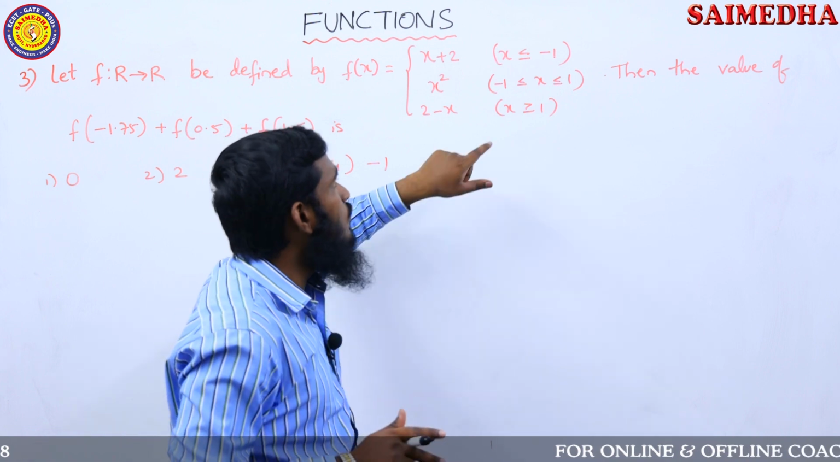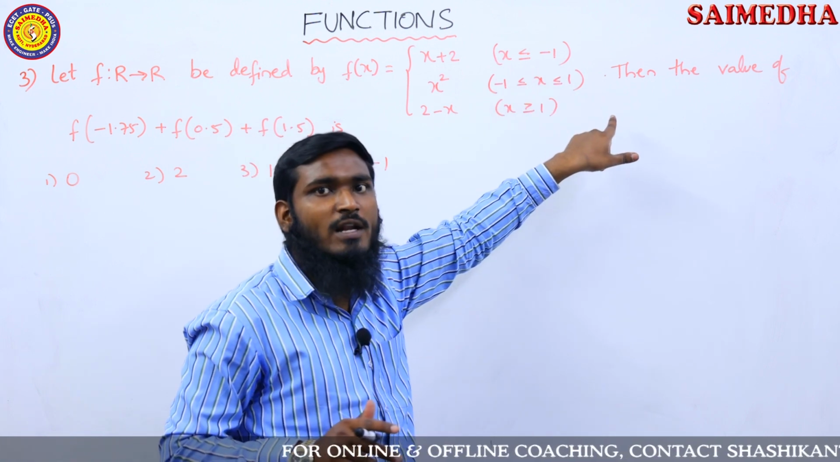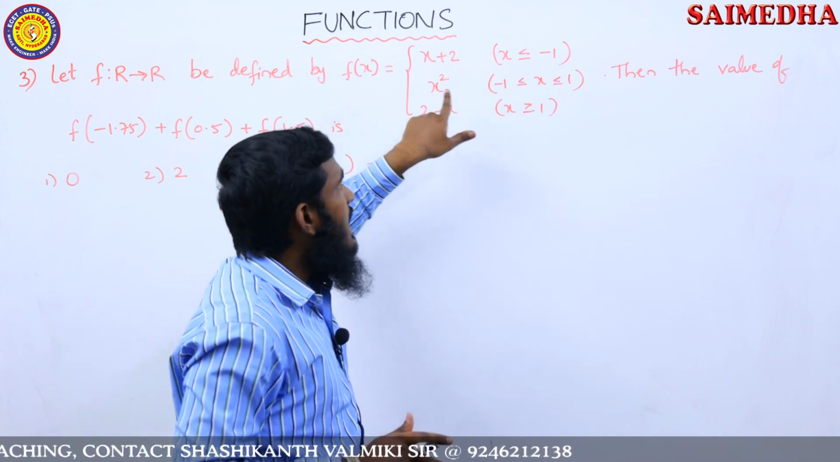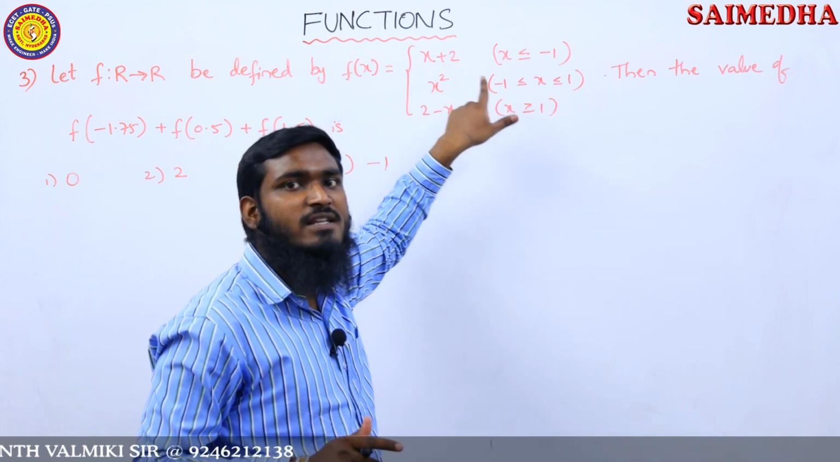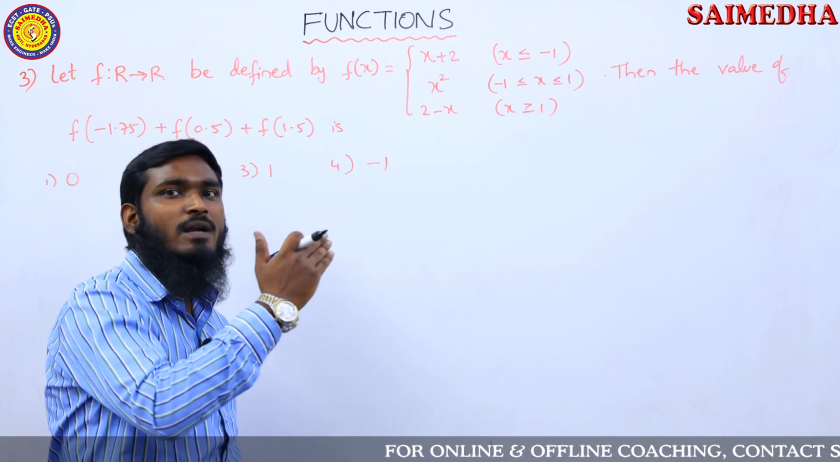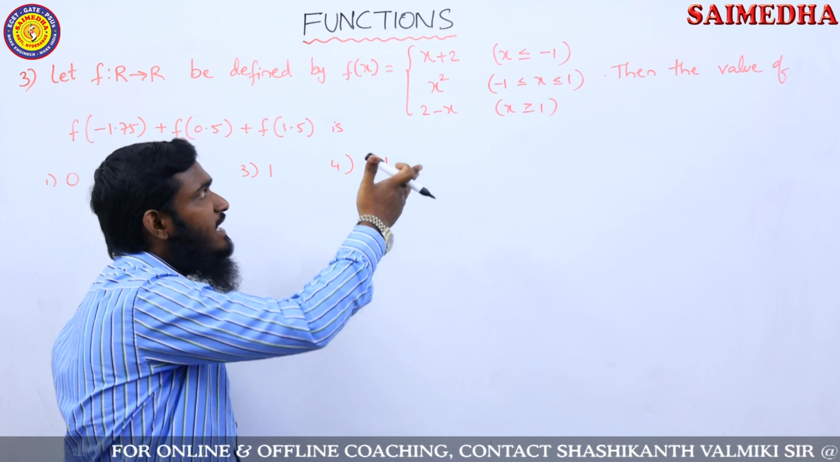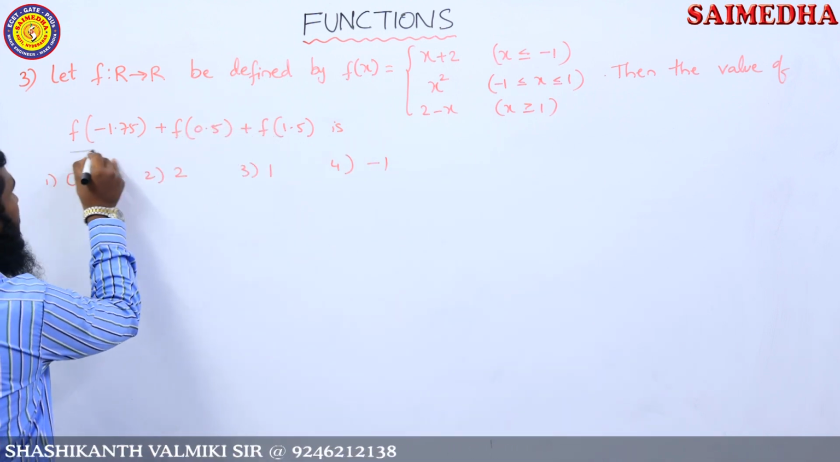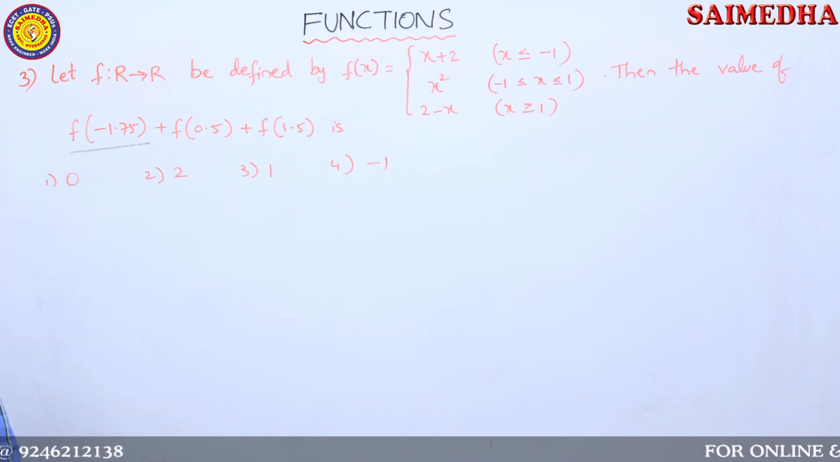If x lies between minus 1 and plus 1, then f of x equals x square. If x is greater than or equal to 1, then f of x equals 2 minus x. So depending upon the x values, we have to take the corresponding f of x. Understood? So first we will find this part, f of minus 1.75.